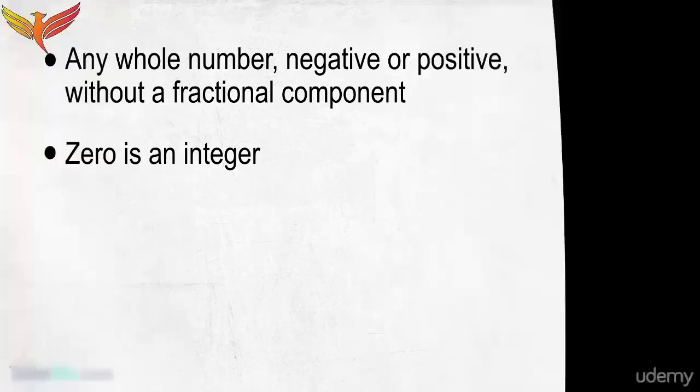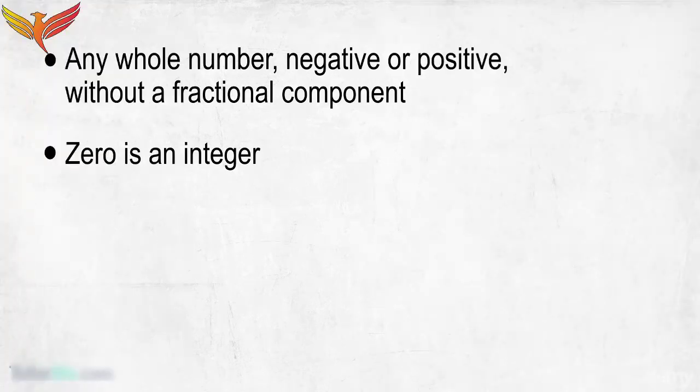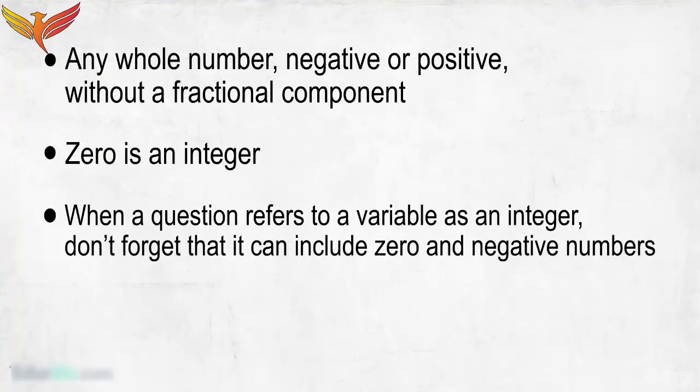0 is an integer. The authors of the test will often try and trick you. Don't forget that when a question refers to a variable as an integer, it can include 0 and negative numbers.